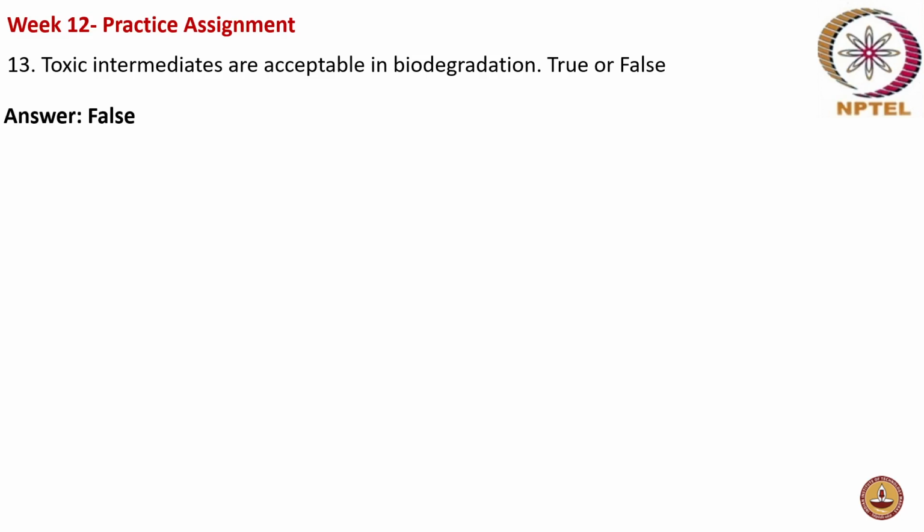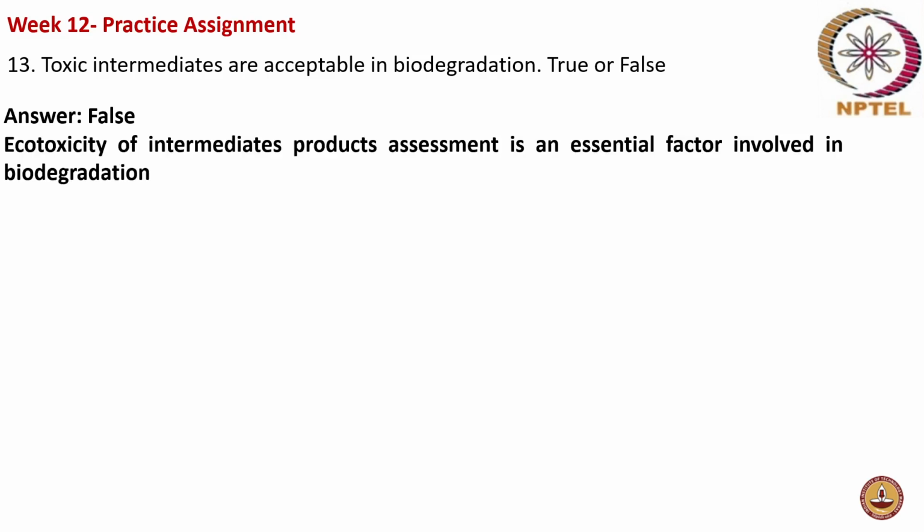If the intermediates are going to be toxic, then they are also going to affect the environment. So ecotoxicity assessment is a very critical factor involved in the biodegradation process. In general, a biodegradation process can have biomass and humus, which are non-toxic, as its products. So toxicity also plays a role.